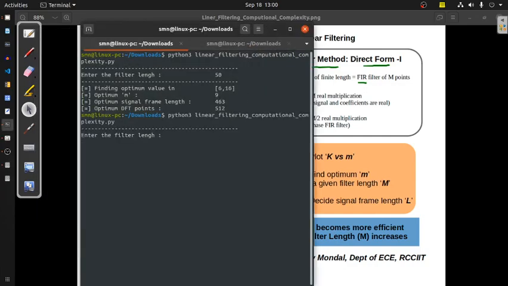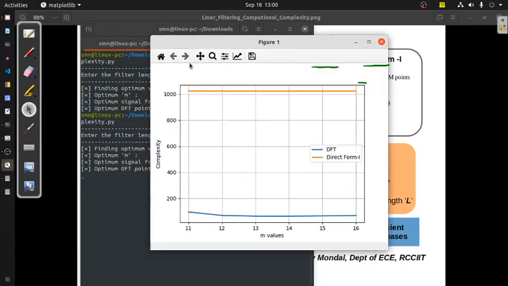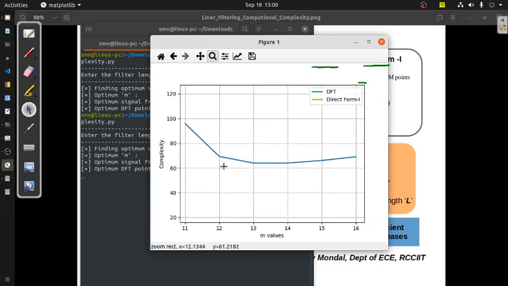You can try 1024, let's say, and you can find out that the complexity via direct form 1 is very high at 1024, where we get some optimum value here. The curve is basically on the y-axis. Because I am also plotting this other curve, we cannot zoom it, but if we want to make it so, are you getting this particular point? I hope this is a little bit clear, right?